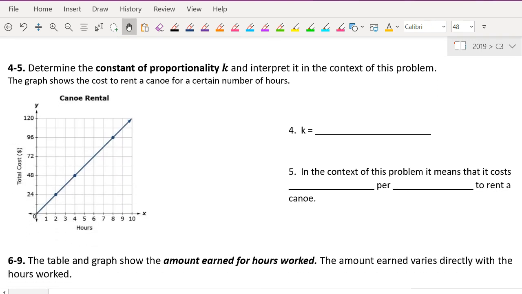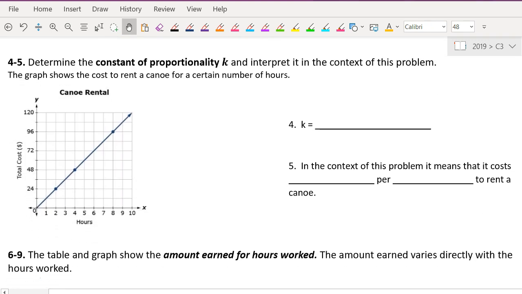Okay. Determine the constant of proportionality and interpret it in the context of the problem. So the cost of rent for a canoe. Okay, what is the constant of proportionality, everyone? Y divided by X. Now Y is always going to be on the left up here because you did your homework. And X is going to be over here. So let's do Y divided by X.